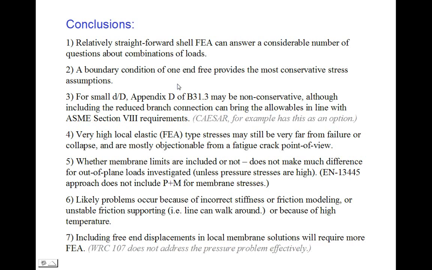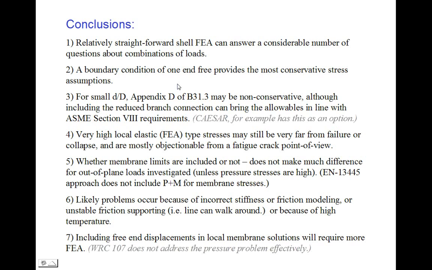Very high local elastic FEA type stresses may be very far from failure when you're considering collapse. We saw that with the example problem earlier. Although these very high local elastic FEA type stresses are still objectionable from a fatigue crack point of view. So it is fatigue that controls these high local elastic FEA type stresses. Whether membrane limits are included or not, we saw, does not make too much difference when out-of-plane loads only are investigated. When you include pressure, you'll probably find there's a little bit more of a problem, although we've never had that problem before, certainly not with piping.